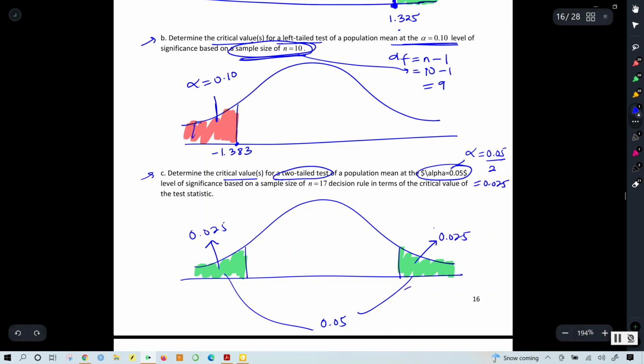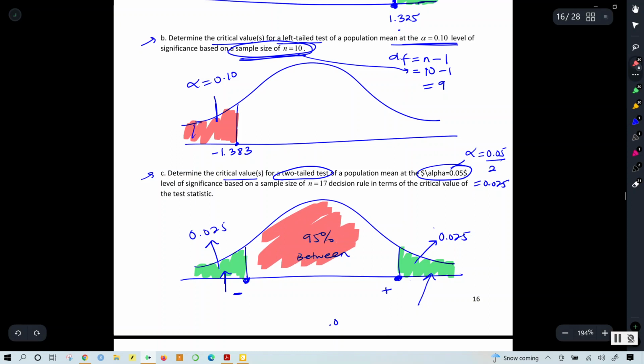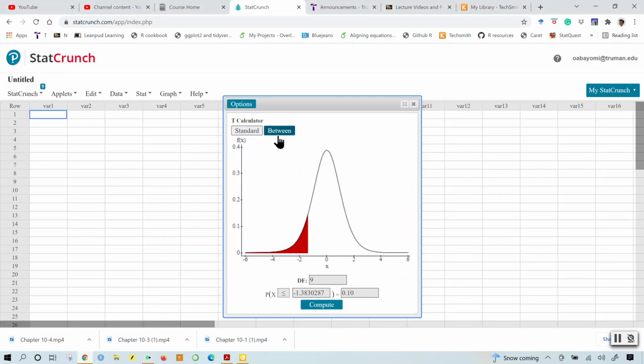Okay, well, if I don't want to stress that much, one thing to notice, if 5% are both in the shaded lower and upper tails, it means the remaining 95% is between. And I can use that immediately to find my two critical values here, one of which is going to be negative, the other one is going to be positive. So an easier way, in this case, would probably be to go the between way. What do I mean? I will click on between.